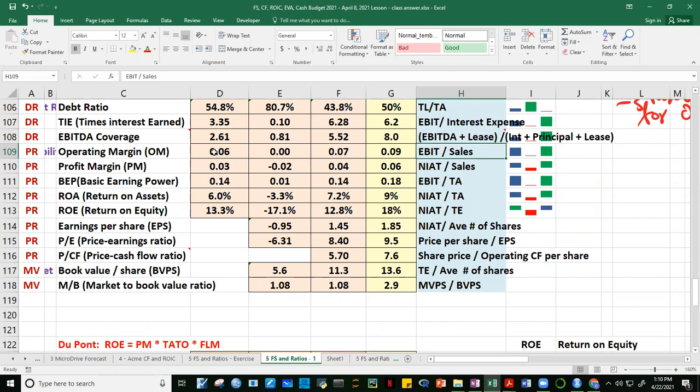Kasi ibig sabihin, kunyari ito, sa 2019, sa bawat piso ng sales, just recall, guys, that if you're interpreting this, just by definition, it's always best to put a value of 1 dun sa denominator. That's why you notice that when I interpret this, sa bawat piso na sales, we have EBIT of 6 centavos. Okay? The higher, the better, of course.